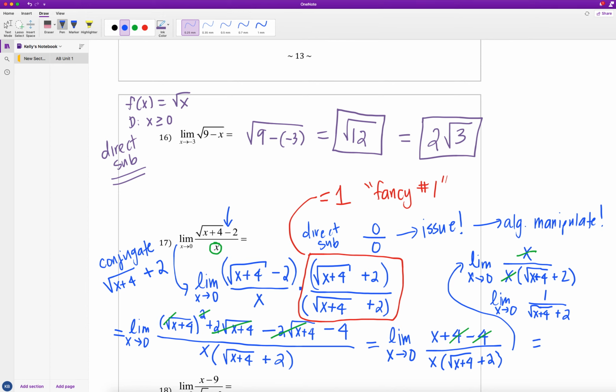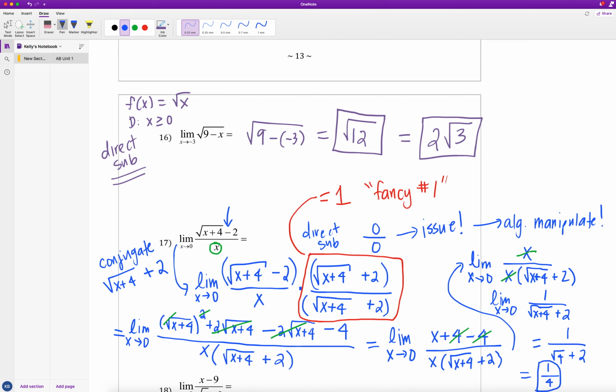Now that I can evaluate this directly, I'll get 1 over the square root of 4, since I'm subbing in 0 for x, plus 2. The square root of 4 is 2. I end up with 1 over 2 plus 2, so I end up with 1/4. I can barely fit that whole thing in right there.